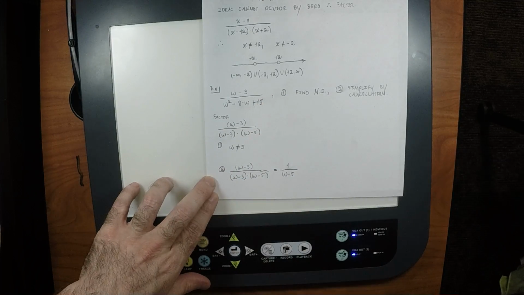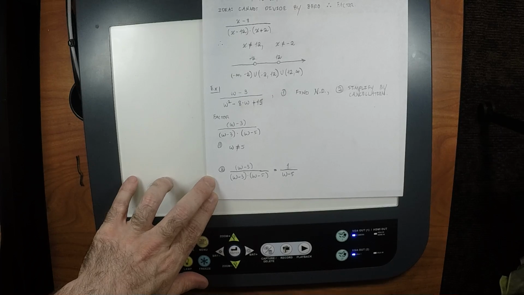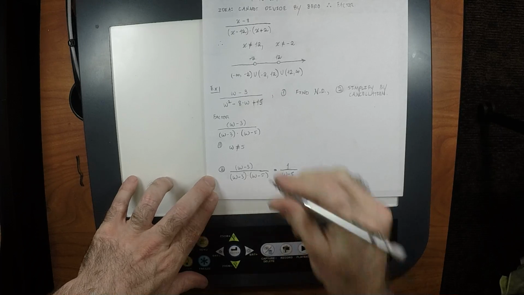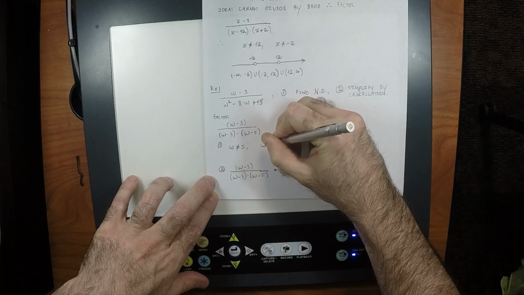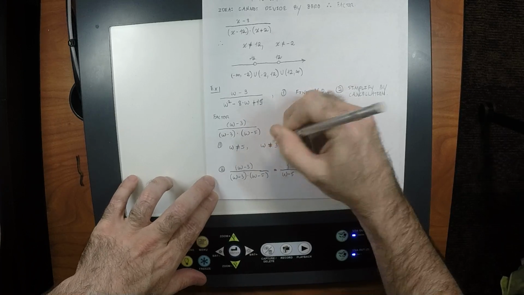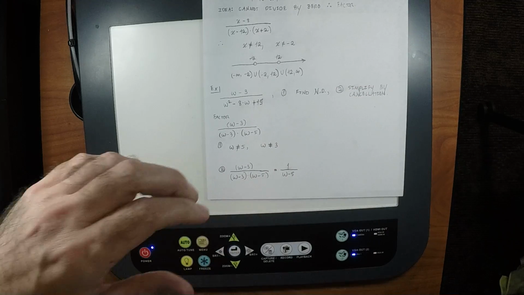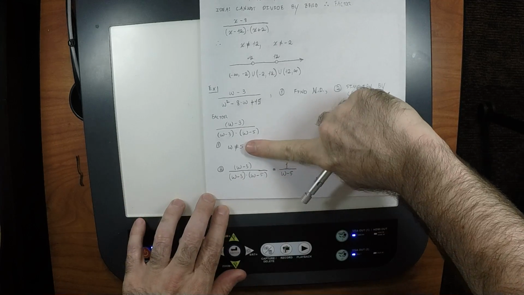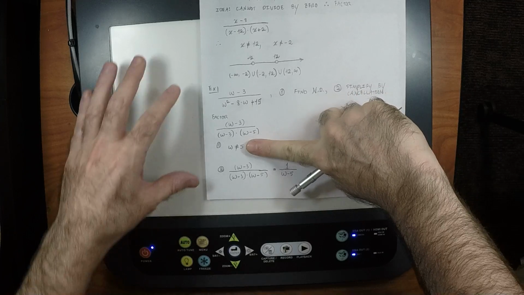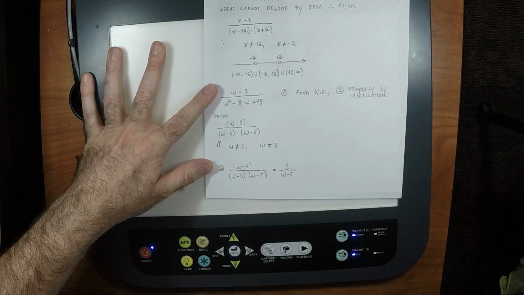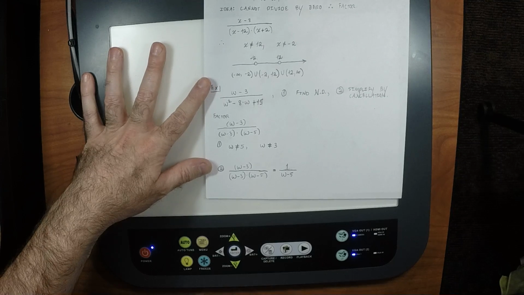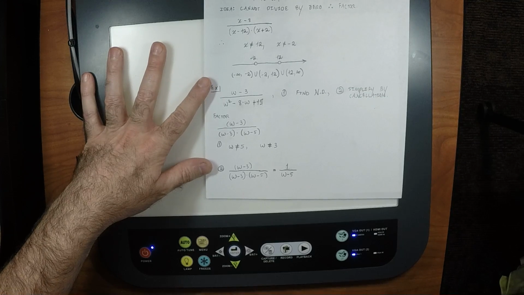So is that the answer? W can't be 3? Okay. Well, so the room is split currently. There seems to be a group of folks who says that's the answer, just that w can't be 5, and a group of folks that says, well, I don't think it can be 3 either. So which is which? What's the answer?